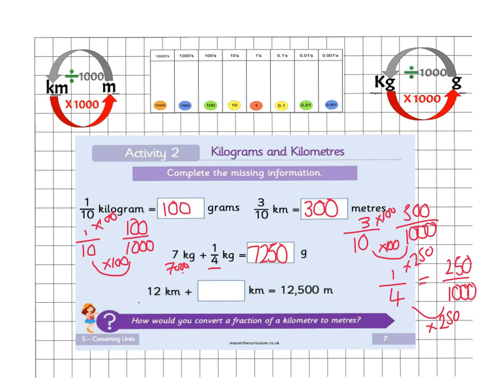Then this last one, 12 kilometers plus how many kilometers would give me 12,500 meters? Well, I know 12 kilometers, if I look up here, in order to go from kilometers to meters, I times by 1,000. So that would be 12,000 meters. And how many do I have left? 500. But it's written as kilometers. So what's 500 meters in kilometers? If I'm changing meters into kilometers, I need to divide by 1,000. 1, 2, 3. And decimal point. So it's 0.5 kilometers. So quite a lot of working out there, thinking about your previous learning of fractions.